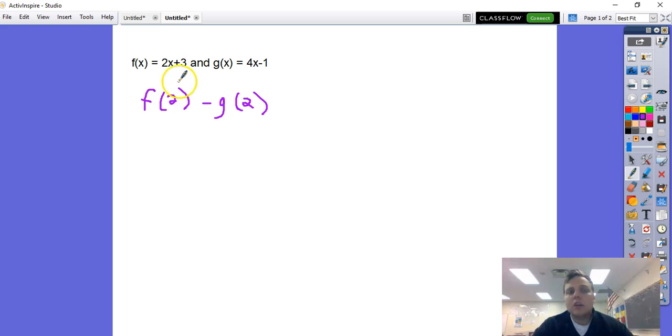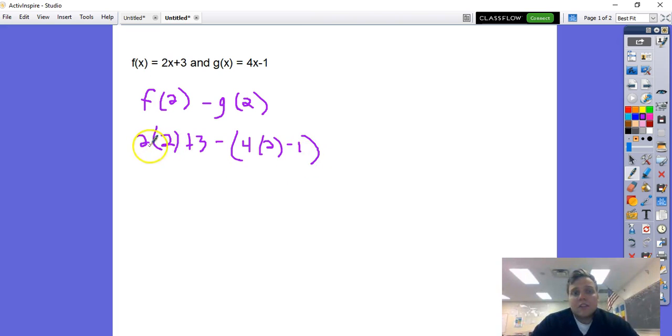So the first way you can approach this problem is by simply saying 2 times 2 plus 3 minus, okay, now we're going to put the g function in parentheses, 4 times 2 minus 1. All right? And now you just put everything together. 2 times 2, that's 4. 4 plus 3, that's 7. Minus 4 times 2, that's 8. 8 minus 1 is, well, that's crazy, this is going to be a 7. 7 minus 7, which is 0. All right? So we got 0.